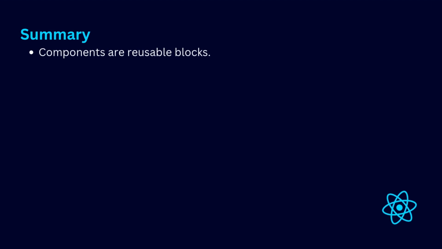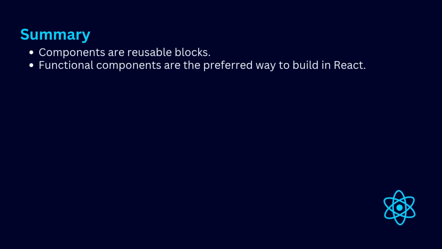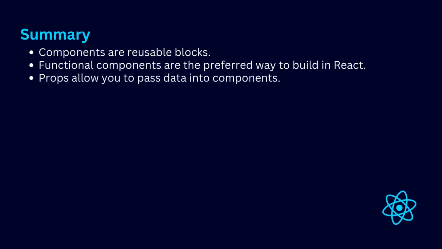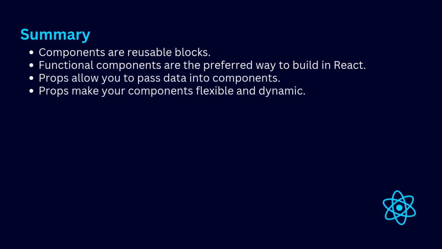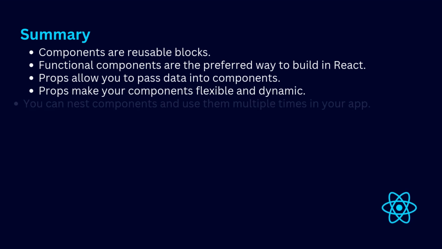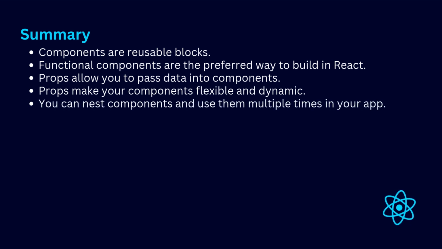Components are reusable blocks of UI. Functional components are the preferred way to build in React. Props allow you to pass data into components. Props make your components flexible and dynamic. You can nest components and use them multiple times in your app. In the next video, we will learn how to manage internal data in components using something called state. It will help us make our apps interactive.